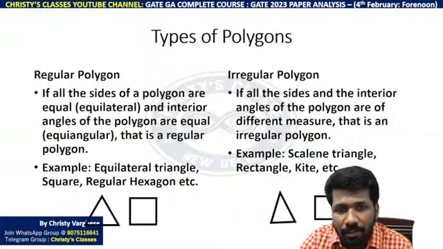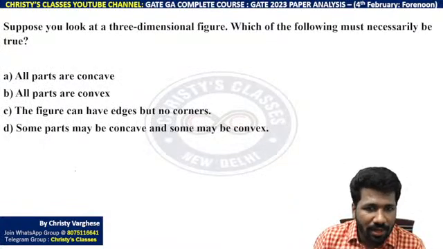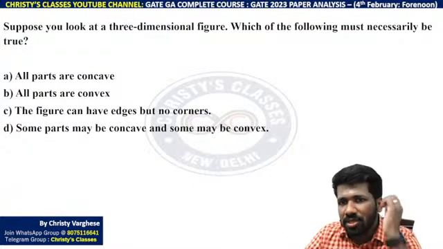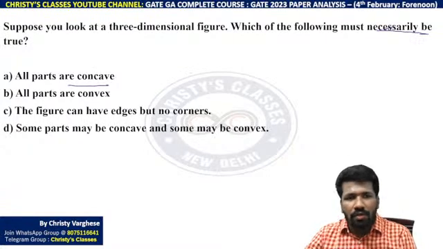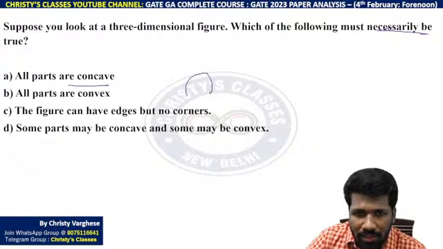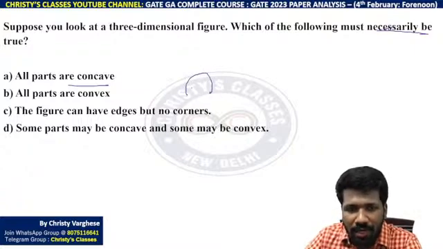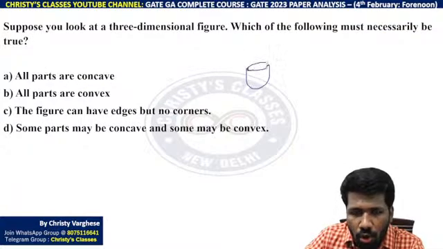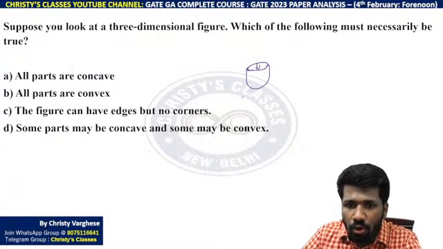That is for polygons, but this is for 3D shapes. Still concave and convex. In physics also you have learned concave and convex. Suppose you look into a three-dimensional shape, which of the following must necessarily be true? Necessarily means always true. All parts are concave. Is it necessary? No. For example, a hemisphere, this part is convex. Sorry, a hemisphere itself is enough to eliminate two options. If I take a hollow hemisphere like this, this part is concave and this part is convex.